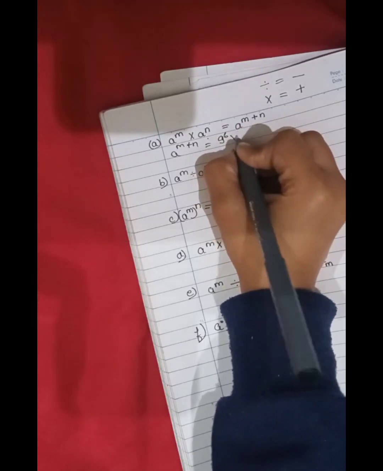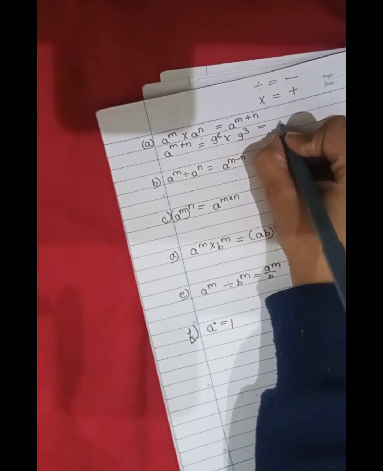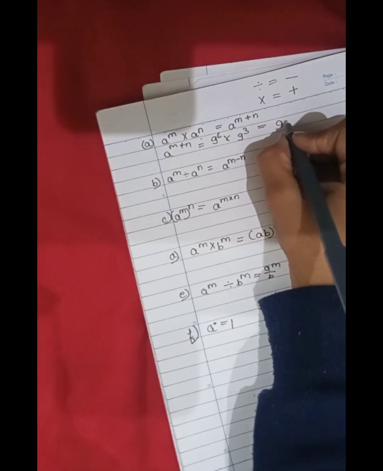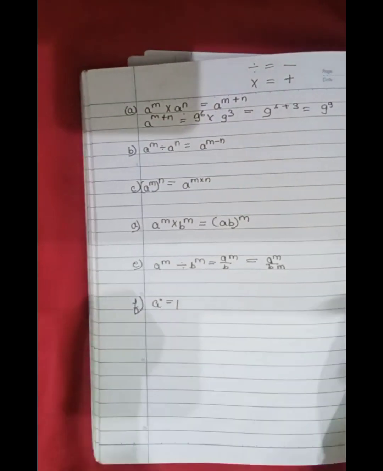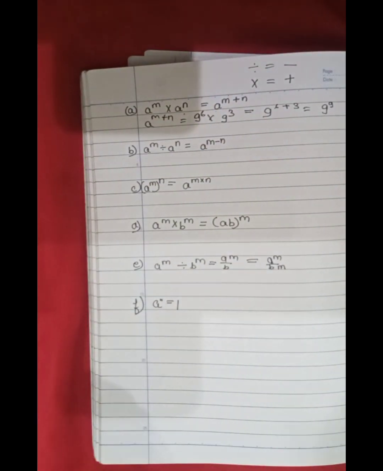9 raised to the power 6 into 9 raised to the power 3. So we will do like this: 9 raised to the power 6 plus 3 equals 9 raised to the power 9. So this is a very easy concept. Laws are very useful for doing things easier.